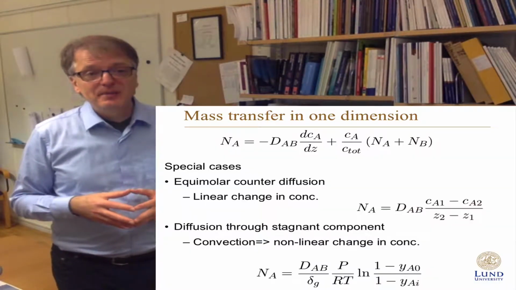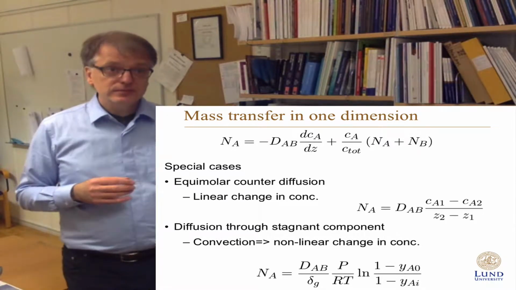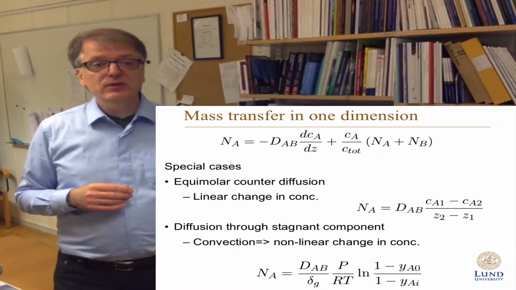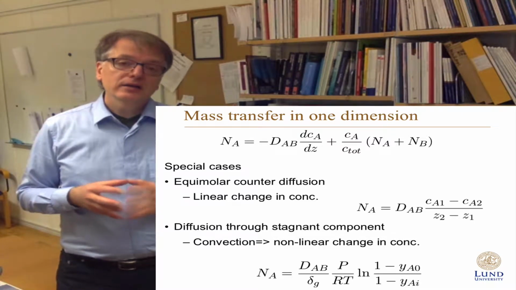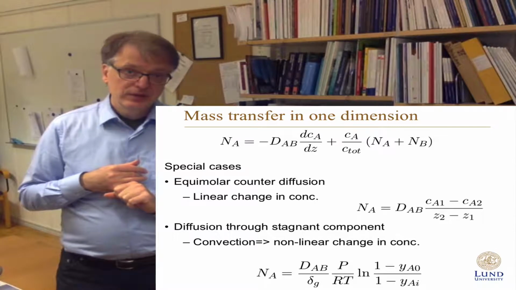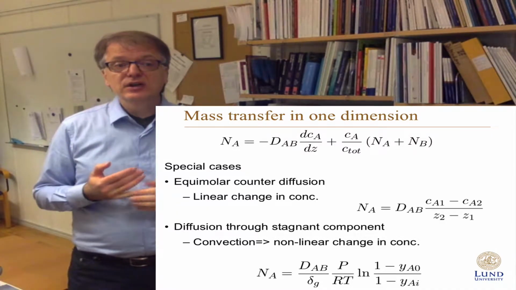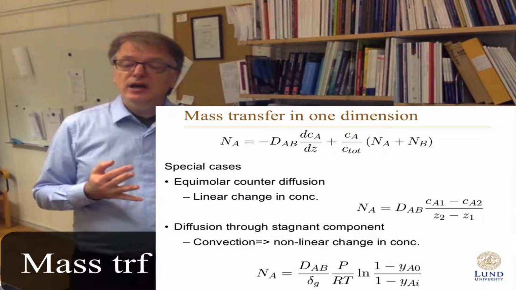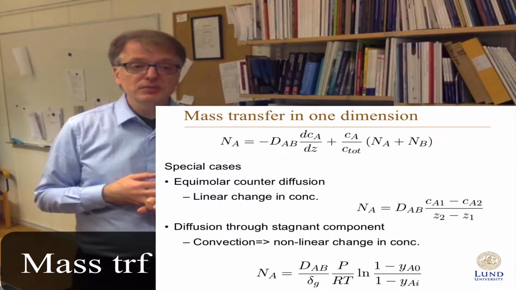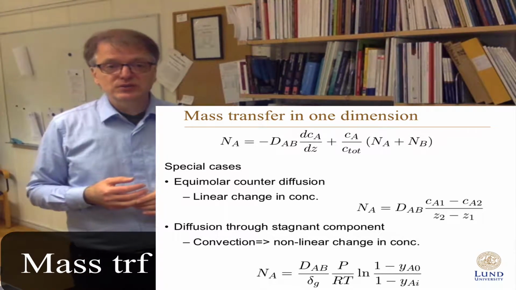Then we turn into transport in one dimension. And we use this equation here with the diffusive part and the convective part. And we derived two special cases. Equimolar counter diffusion, where you get a linear change in concentration, and diffusion through stagnant component, where you get a non-linear change in concentration.